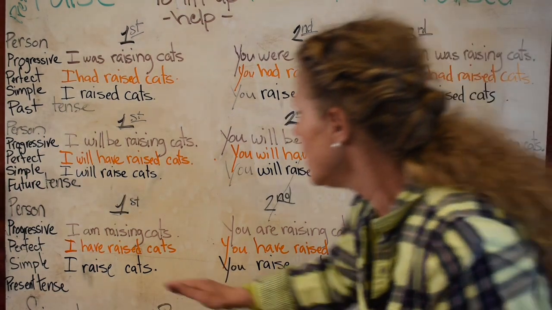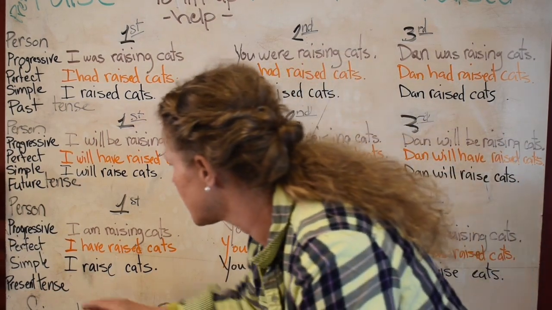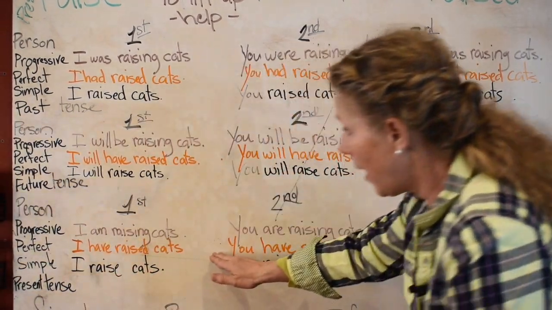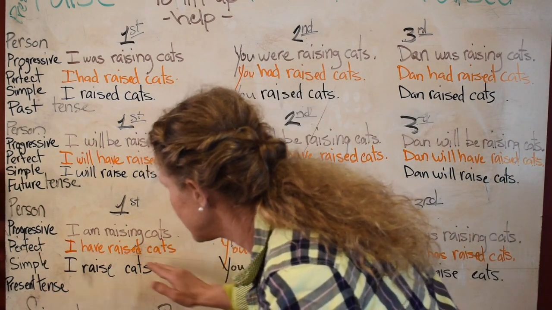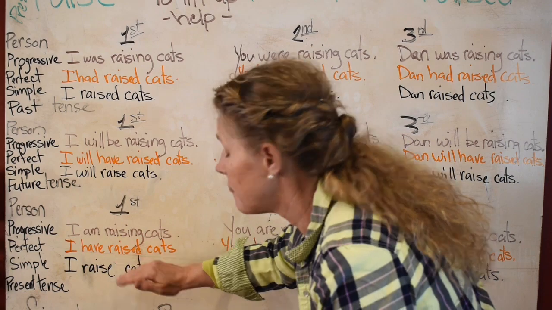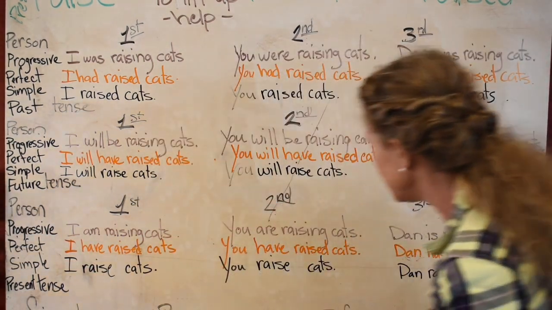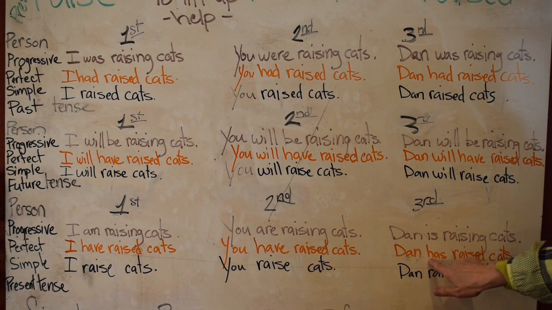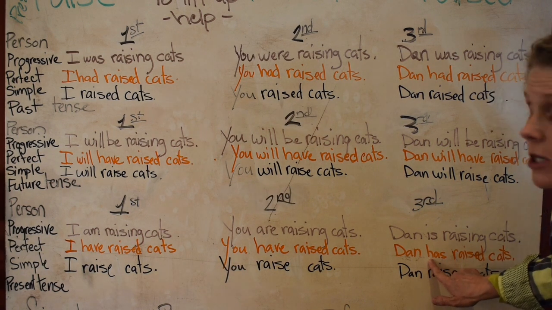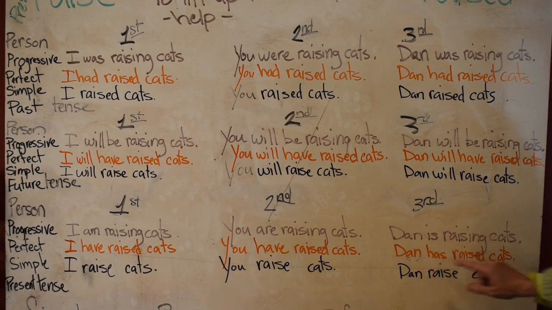Now, the present perfect. That's where we really want to focus on, the present perfect. What auxiliary verb do we have to use in the present perfect tense? Have. And then you're using your past participle. I have raised cats. You have raised cats. Dan has raised cats. Look, it's in the present. So this auxiliary changes in third person to has.